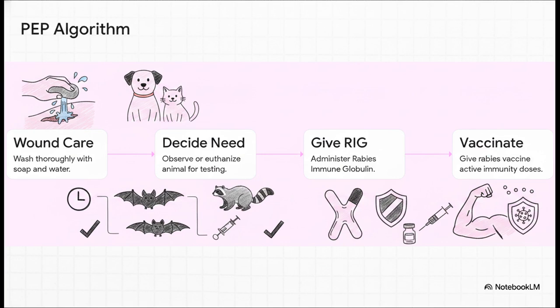Let's break it down. Step 1 is non-negotiable. Immediate wound care. Wash that wound out thoroughly with soap and water immediately. Do not skip this. Step 2 is deciding if PEP is even needed. Domestic dog or cat, observe them for 10 days. If they stay healthy, no PEP. But wild animals like bats, raccoons, or skunks, euthanize and test immediately or just assume it's rabies and start the PEP. Step 3, we administer rabies immune globulin, or RIG, to give immediate passive immunity. And step 4, we give the rabies vaccine to stimulate the patient's own active immunity.